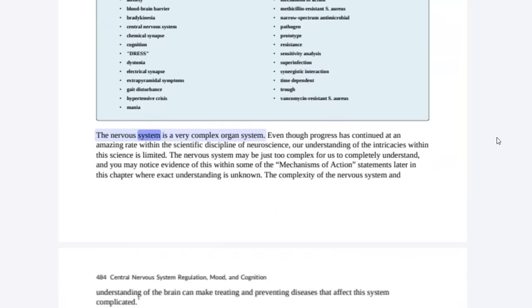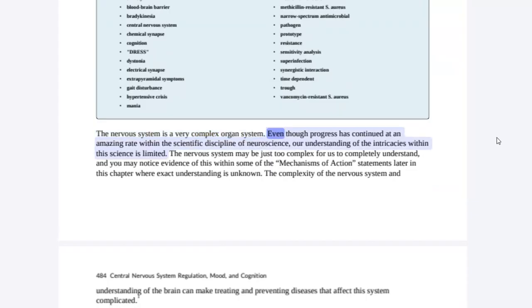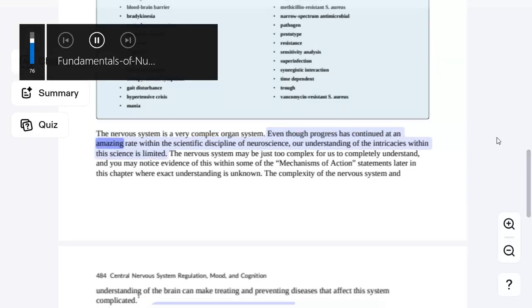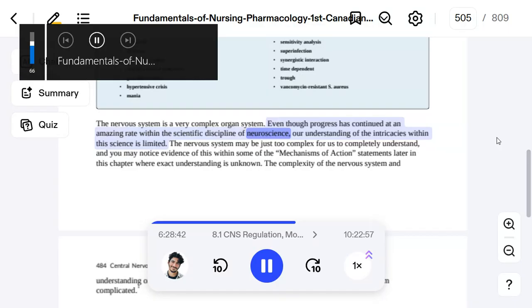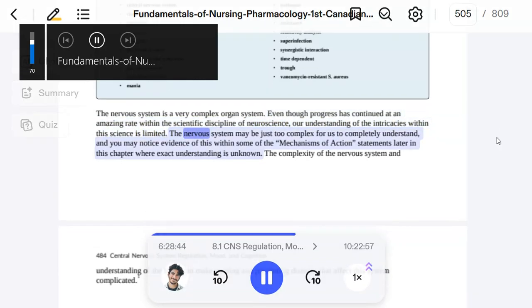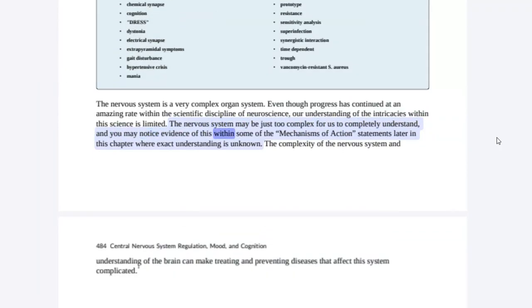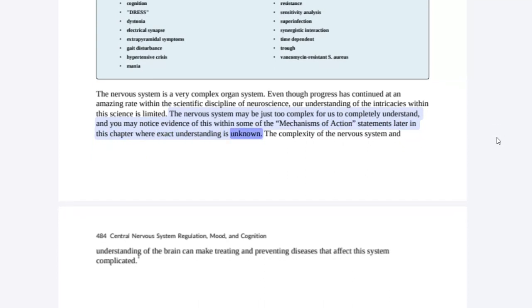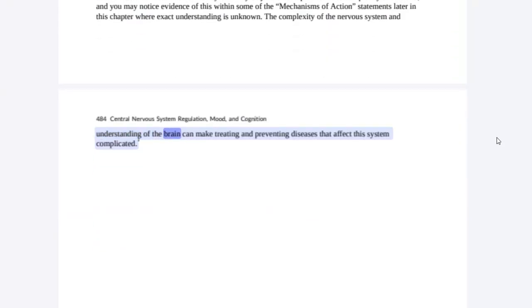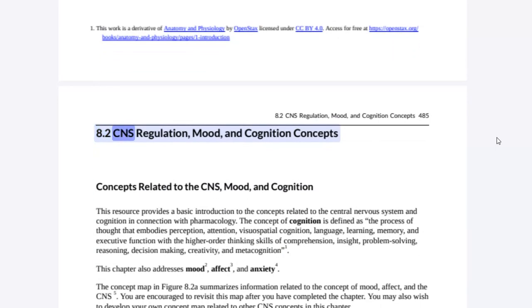The nervous system is a very complex organ system. Even though progress has continued at an amazing rate within the scientific discipline of neuroscience, our understanding of the intricacies within this science is limited. The nervous system may be just too complex for us to completely understand, and you may notice evidence of this within some of the mechanisms of action statements later in this chapter where exact understanding is unknown. The complexity of the nervous system and understanding of the brain can make treating and preventing diseases that affect the system complicated.